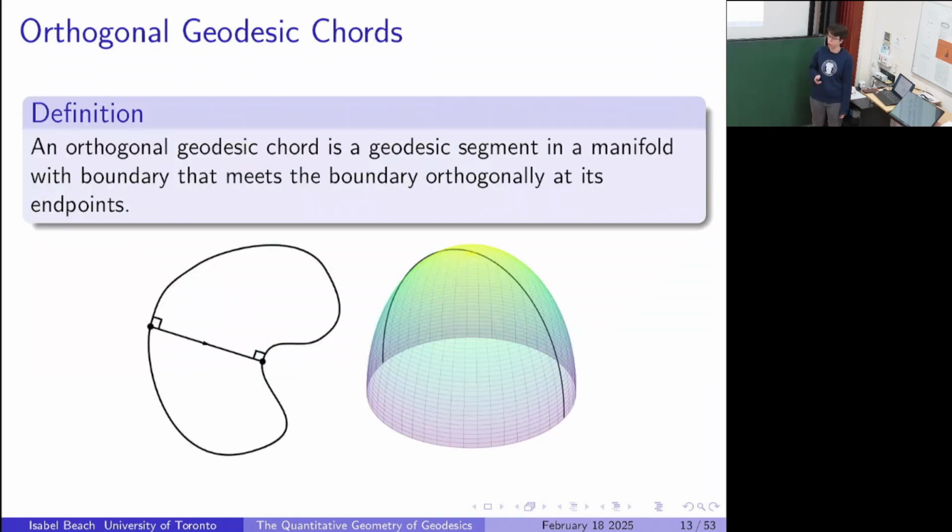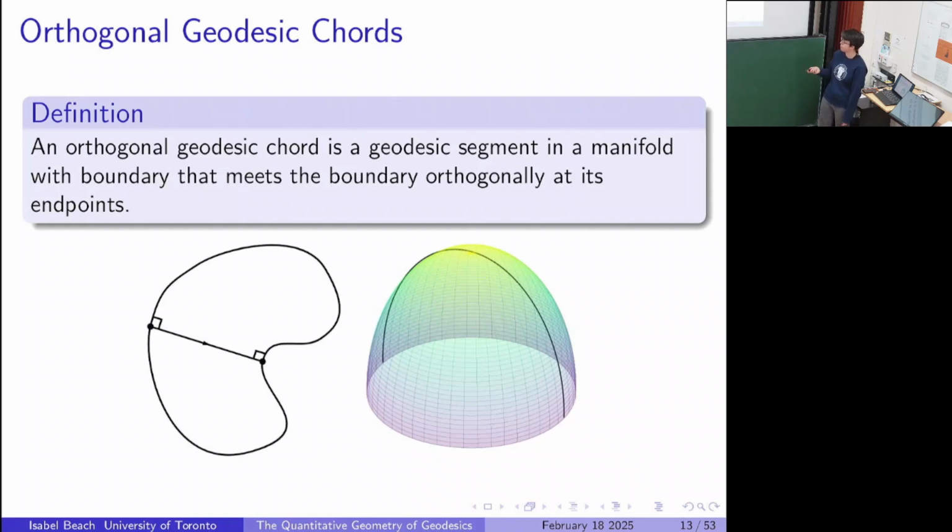Right. So orthogonal geodesic chords. Now this is on a manifold with boundary, at least for the next 20 minutes. This is a geodesic segment that starts and ends on the boundary of my manifold, and it meets the boundary orthogonally. An example is this half great circle in a half round sphere. I guess these are called chords because historically, as we'll see, usually you're talking about a disk. So they're chords of a disk.